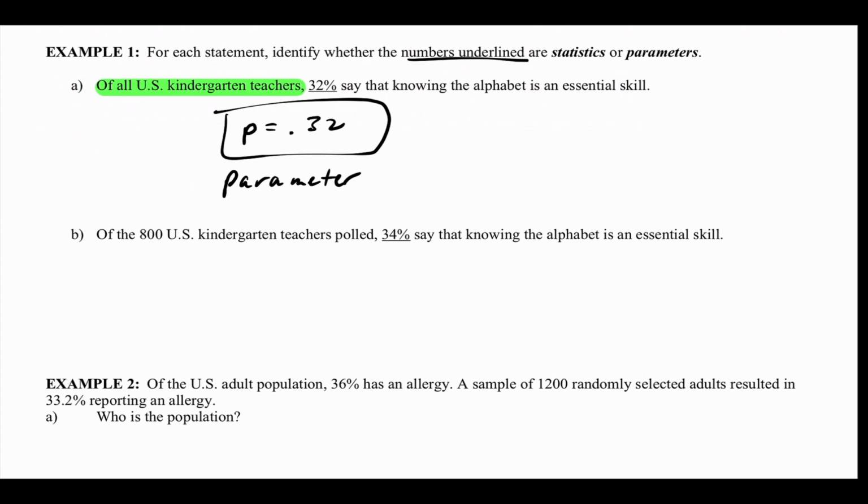Letter B: of the 800 U.S. kindergarten teachers polled, 34% say that knowing the alphabet is an essential skill. So now we have 34%. Is it still a proportion, or is it an average? It's not an average because it would say the average. There's no word in there that says mean or average, so it's still a proportion. Where does 34% come from? It only comes from the 800 teachers that were asked in the sample. It doesn't come from all, like it did in A. So 34% is going to be P hat, which is a statistic.